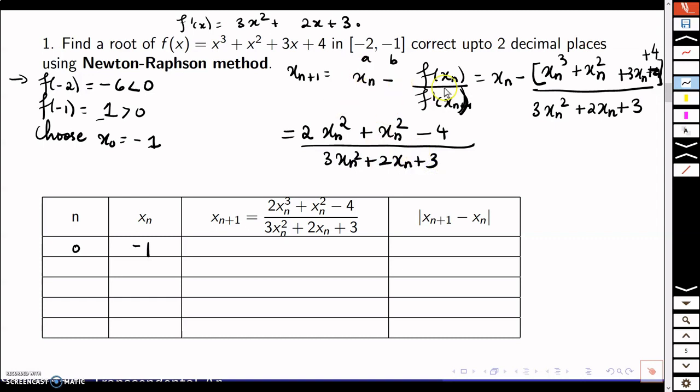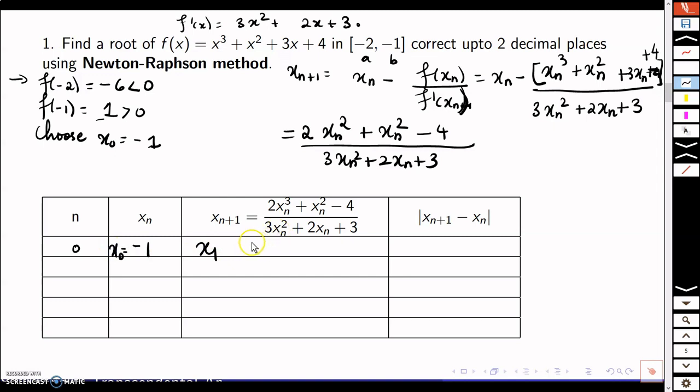So you can simplify the formula for xn plus 1 first only, right? And you can put that directly here, the simplified expression. Otherwise at each stage you'll have to do all these computations to find each xn plus 1. So you compute that first only and you keep it ready, and you then just put the values of xn here to get the xn plus 1. Okay, now if you put this, this is my xn right now, so to get x1, this is x0.